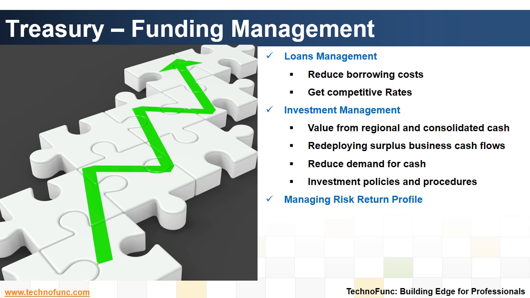Risk return profile should be managed to optimize investable surplus. Tax efficiency of investment instruments should be monitored by identifying opportunities to reduce tax liabilities and maximize cash flows. In larger firms, treasury function will also include trading in bonds, currencies, and financial derivatives.